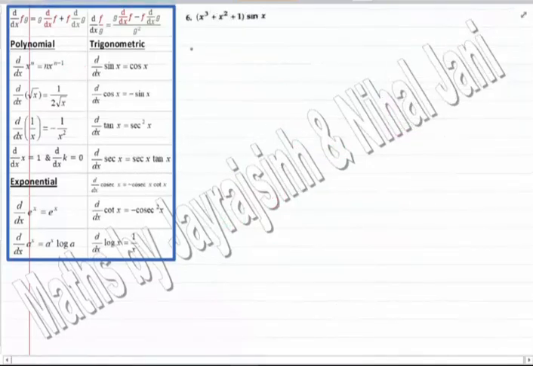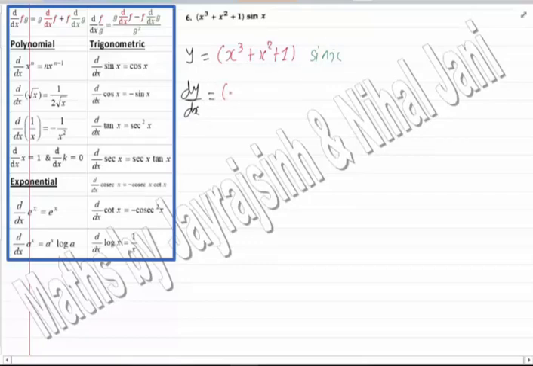So let's move to question number 6, in which we have y is equal to x cube plus x square plus 1 into sin x. It's but obvious that we should apply the multiplication rule for differentiating with respect to x, right? So without wasting time, let's apply. Our first term, which is the whole bracket, will be as it is. We are going to differentiate sin x first, plus sin x as it is. Now it's time to differentiate x cube plus x square plus 1, right?